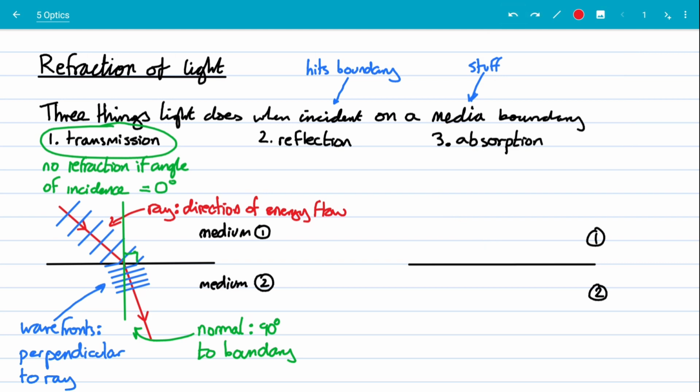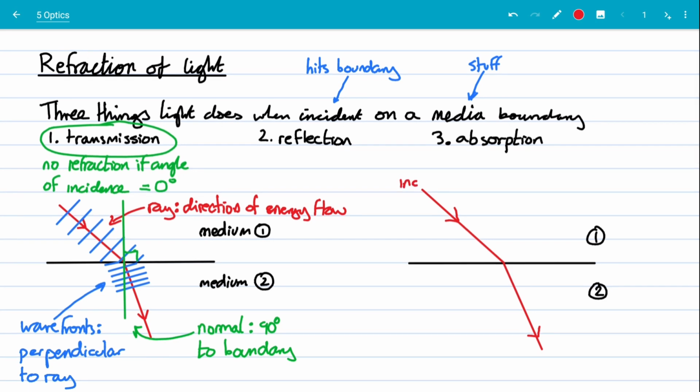Try that again. Red coming in, and then red coming out. So the ray that comes in is referred to as the incident ray. The ray that comes out is the refracted ray. So this is incident ray, and this is refracted ray.